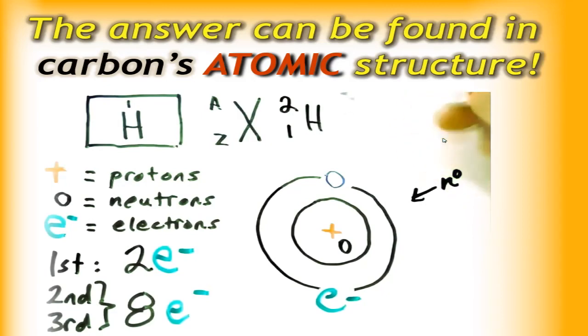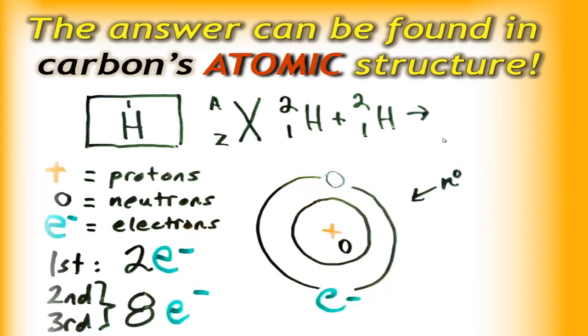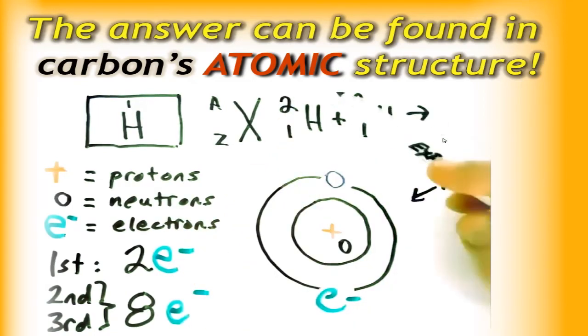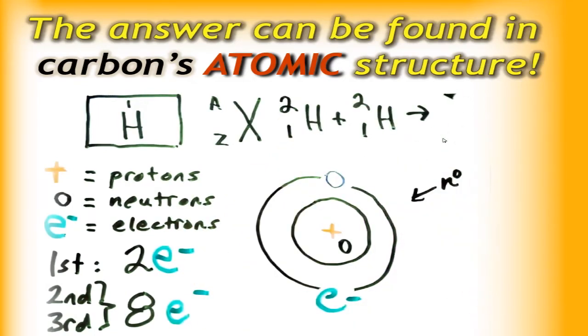Let's say that we have 2 of these extra heavy hydrogens. Let's say they run into each other really, really hard. If that happens, they could fuse together. This would be nuclear fusion. We could predict the products of the reaction. 2 plus 2 is 4. 1 plus 1 is 2. That means we're going to have a total of 4 particles in the nucleus, and two of them are going to be protons.